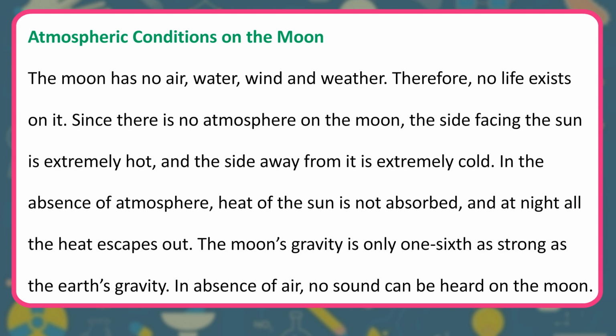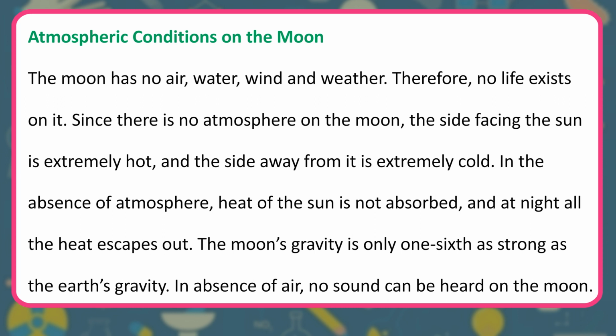Atmospheric conditions on the moon. The moon has no air, water, wind and weather. Therefore, no life exists on it. Since there is no atmosphere on the moon, the side facing the sun is extremely hot, and the side away from it is extremely cold. In the absence of atmosphere, heat of the sun is not absorbed, and at night all the heat escapes out.